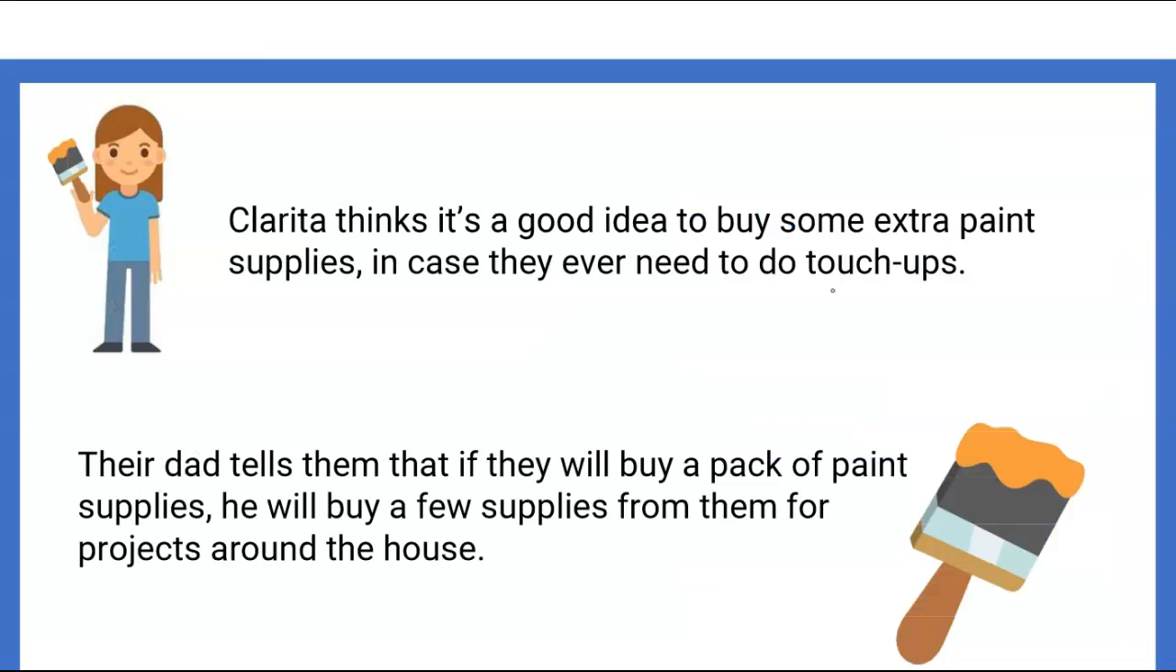Now, Clarina thinks it might be a good idea to buy some extra paint supplies in case they ever need to do touch-ups. So they might buy some extra paint and some extra paintbrushes. So if they ever get a nick in the paint, they can fix it themselves. And their dad tells them that if they buy a pack of paint supplies, he will buy a few supplies from them for projects around the house. So they could invest in a lot of paint supplies and he will recoup some of their costs so that he can use those supplies.